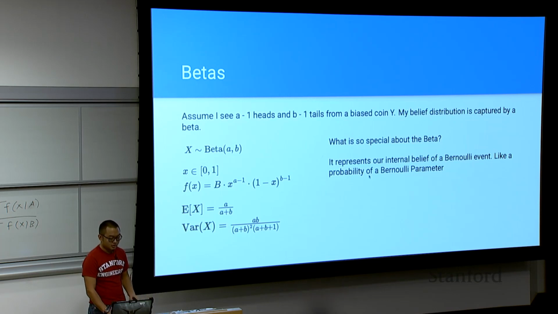Betas are in the range 0 to 1. They have the form of a PDF with some constant B that we write explicitly later. The important parts are the expectation and the variance. These are two values that I saw come up in one of the practice exams. I have an example at the end of the slides, so we'll take a look at it more.